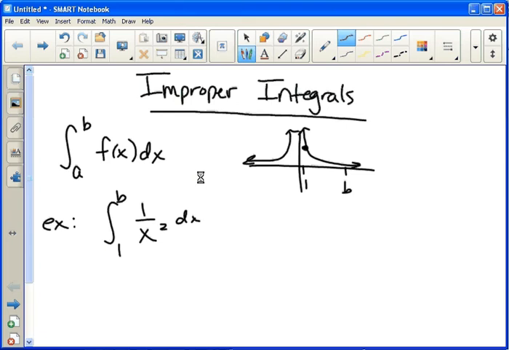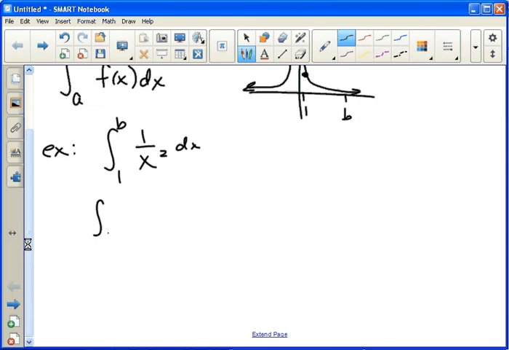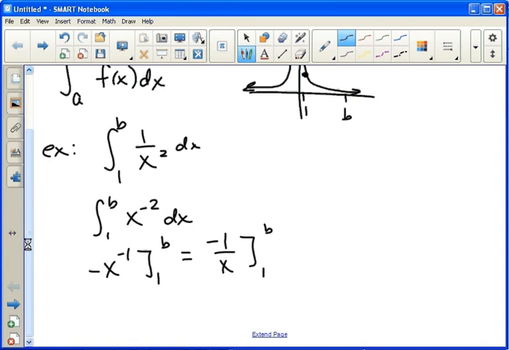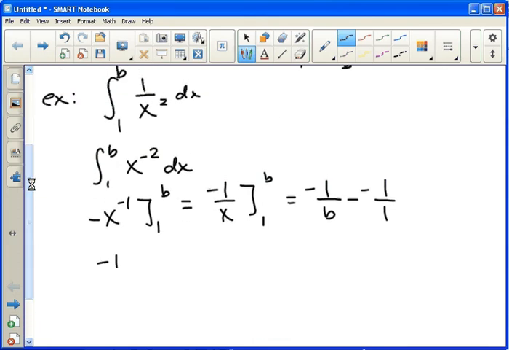So let's solve this. First of all, we can bring x squared up as x to the negative 2. Add 1 to the exponent, divide by that number, so we get negative x to the negative 1 from 1 to b. I'm going to go ahead and move that x back to the bottom. And we plug in the top number, the b, minus the bottom number, 1. So what we really end up with is negative 1 over b plus 1.